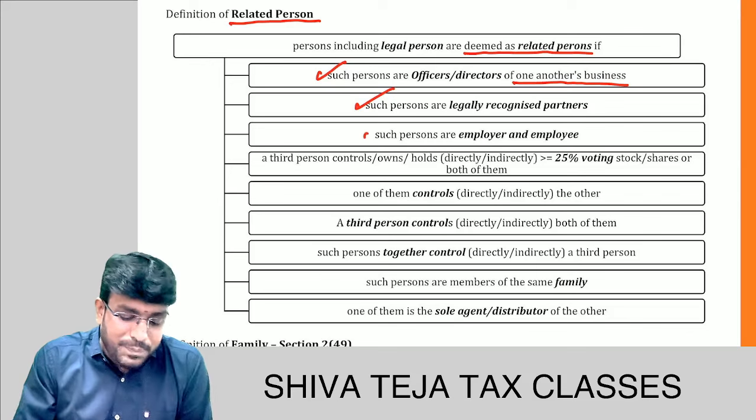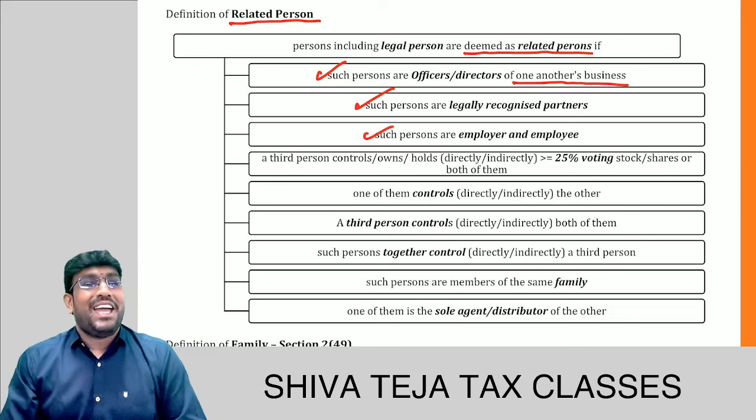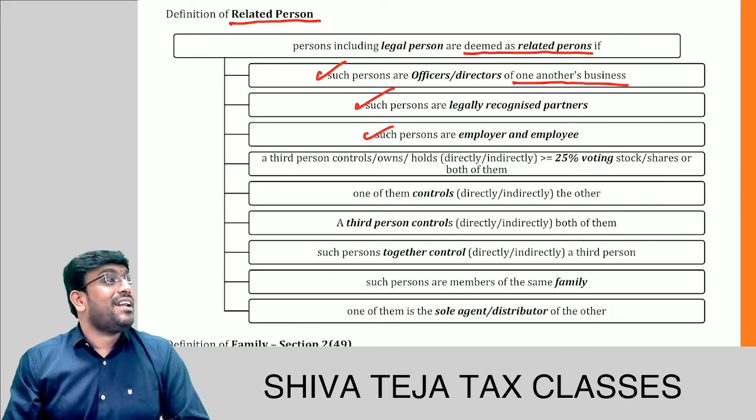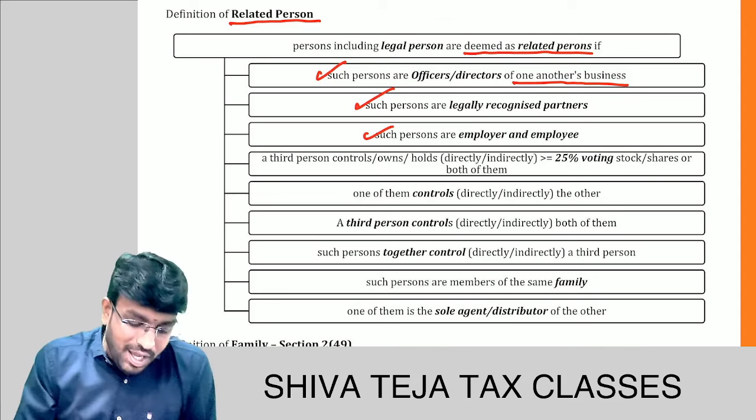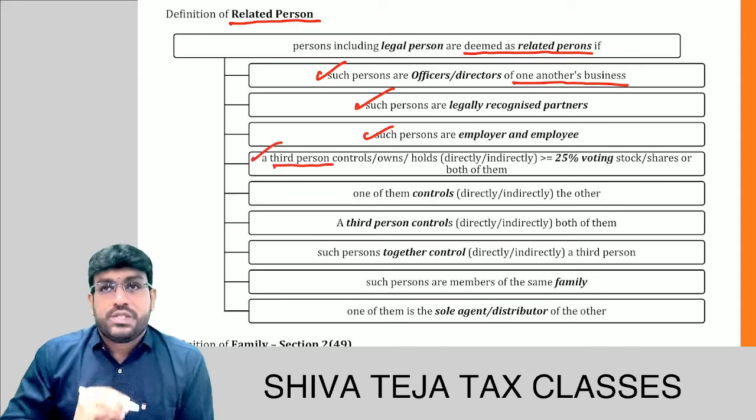Next point. Such persons are, this is beautiful, employer and employee also regarded as related persons. Next. A third person controls. See this line?